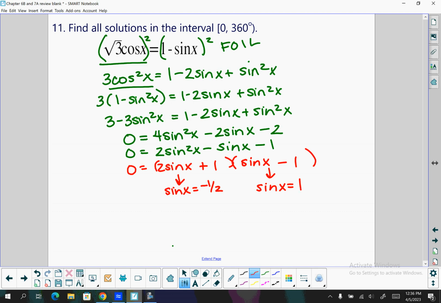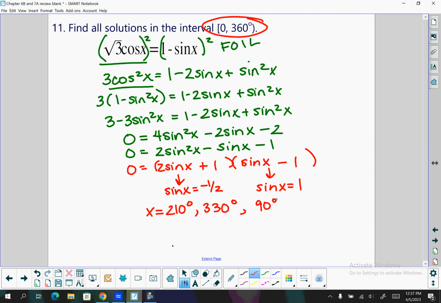And then solving, what are we looking at? We're looking at degrees, it says in the instructions. 0 to 360. Where does sine equal negative a half? In degrees? Degrees, that was at 210. 210. And what was the other one? 330. And then where does sine equal 1? Cosine equals 1 there. 90. Remember, sines are y coordinate.